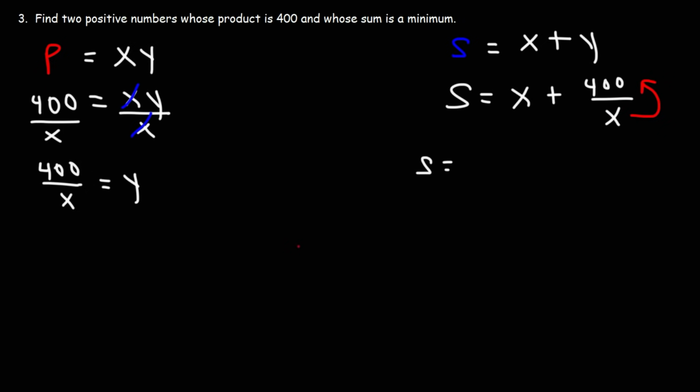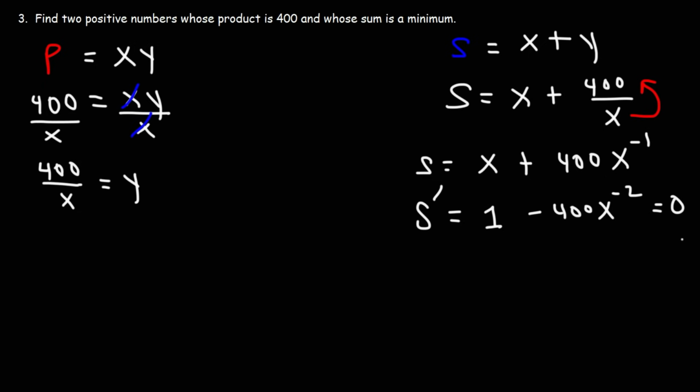Let's move the x variable to the top. So this is x plus 400 times x to the minus 1. Now let's find the s prime, the first derivative. This is going to be 1 minus 400, and then x, we'll subtract this by negative 1, so this becomes negative 2. And we'll set this equal to 0. Now I'm going to move this value to the other side, so it becomes positive. So we have 1 is equal to 400 times x to the minus 2.